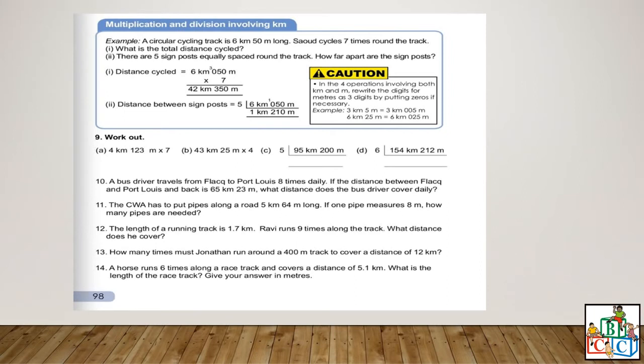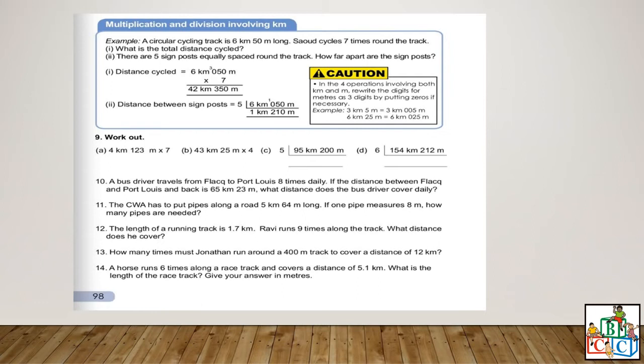There are 5 signposts equally spaced round the track. So 5 signposts. How far apart are the signposts? You are going to divide by 5. Take a look here as well. For the 50 meters, what they have added in front is 0. 1 kilometer 210 meters. So you are going to work out number 9.